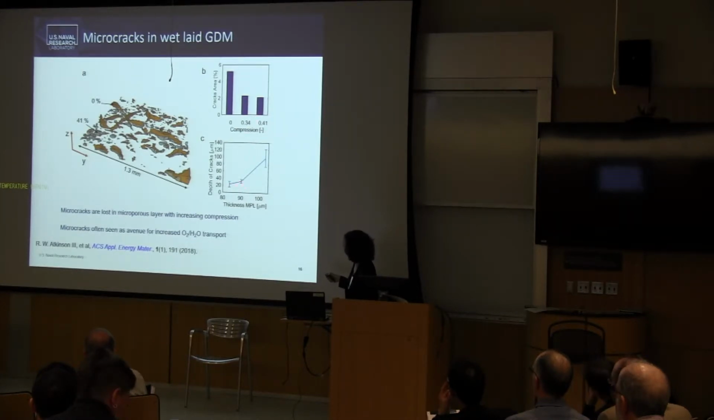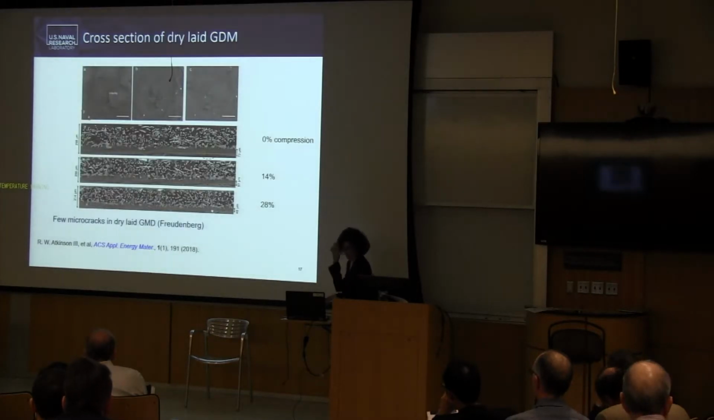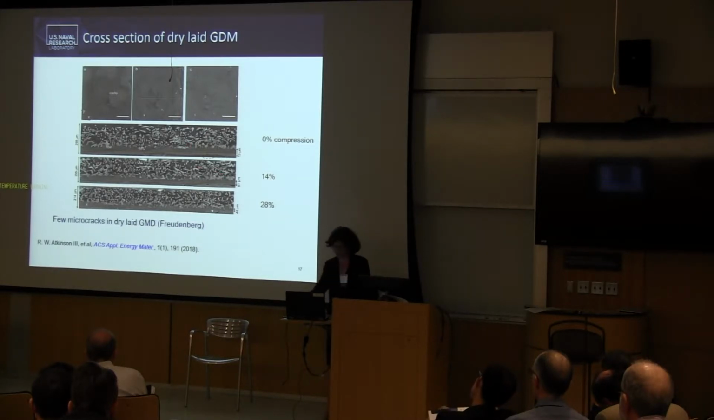And the thickness of the microporous layer decreased. So the microcracks are lost in the microporous layer with increase in compression, and then they decrease the availability for oxygen and hydrogen transport. And look at this Freudenberg dry-laid GDM. It looks identical with compression, so it's completely robust to this process, and you're not blocking your pathways.